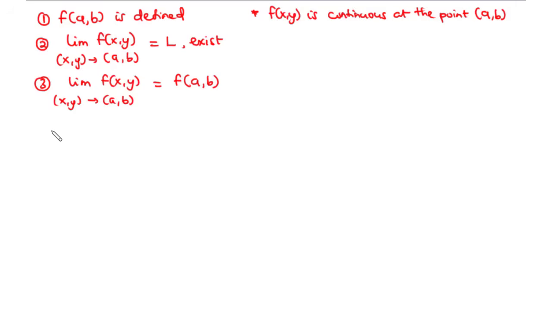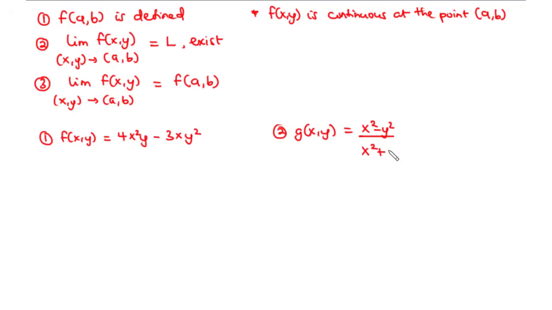So let's try some examples. Given two functions, 1, f of xy is equal to 4x squared times y minus 3x times y squared. And then 2, we have g of xy equals x squared minus y squared over x squared plus y squared. For both functions, we have xy approaching the point 0, 0. Prove whether or not the two functions are continuous at the point 0, 0. So let's try to solve these examples together.